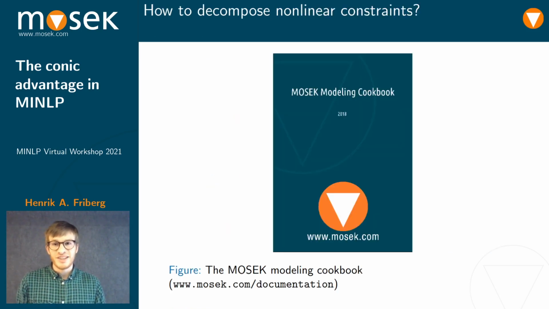So to address the second question on how to decompose the nonlinear constraints, I recommend this MOSAIC modeling cookbook. And although the name suggests that this is tightly related to MOSAIC, it's not at all. It can be seen as a regular textbook on conic modeling without any references to MOSAIC commands or the MOSAIC API functions. It includes lots of examples, tips and tricks, and resources and references to other resources on the subject.